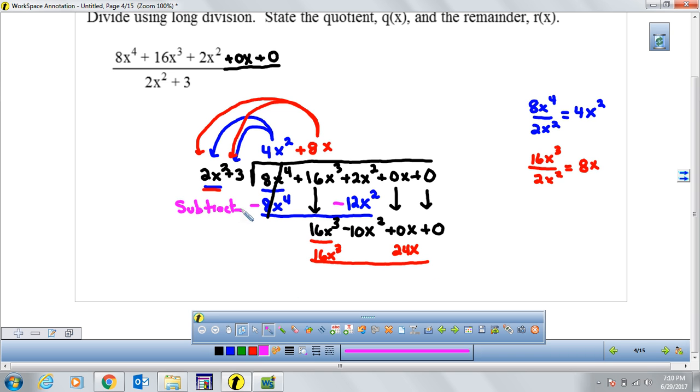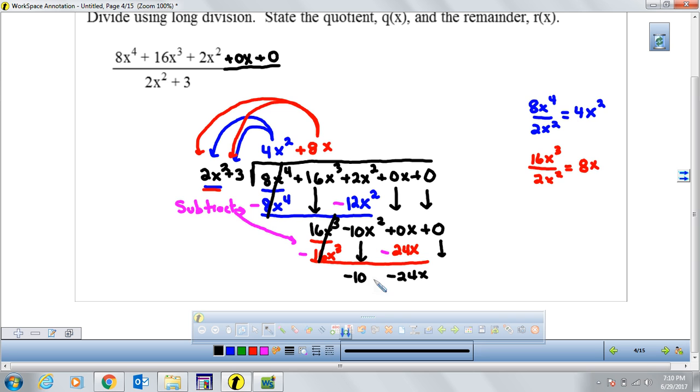Then we're going to subtract, which means change the signs. When I combine these, 16 minus 16 is 0, so they cancel. 0 minus 24 is negative 24x. Then we're going to bring down the other two terms, so we have negative 10x squared minus 24x plus 0. Now you see that the powers of the divisor and the dividend are exactly the same, so that means we can divide one more time.